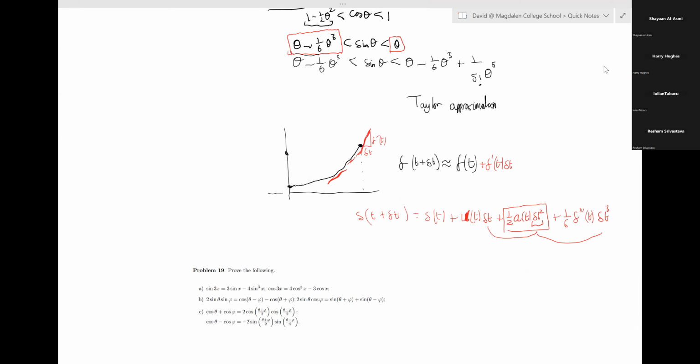Either that or the evil geniuses who wrote these sheets were very clever. Because this identity here, cos theta plus cos phi, is equal to 2 cos of (theta plus phi)/2 times cos of (theta minus phi)/2.